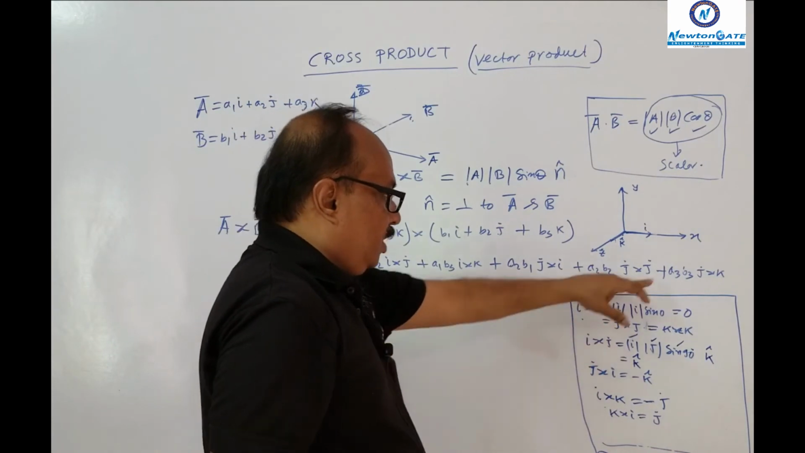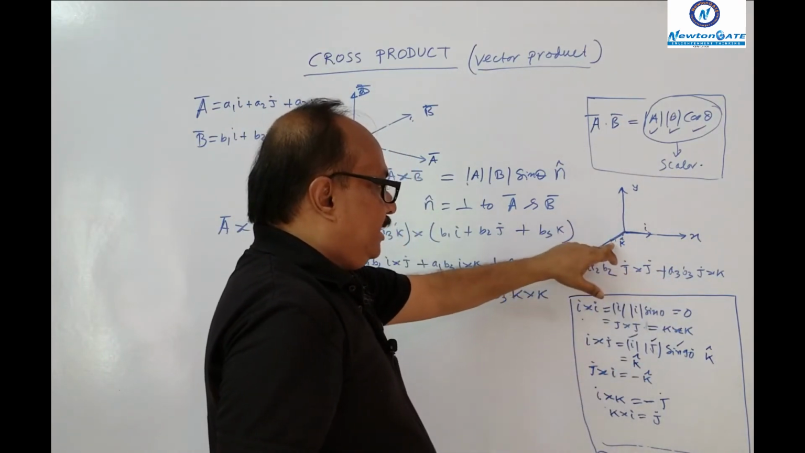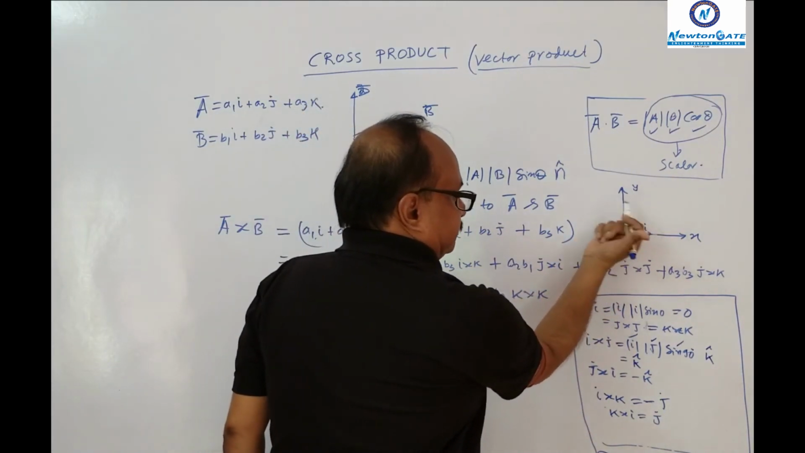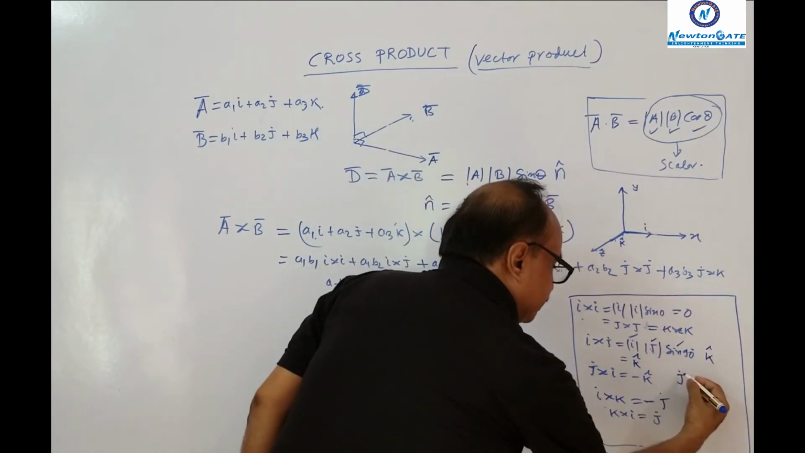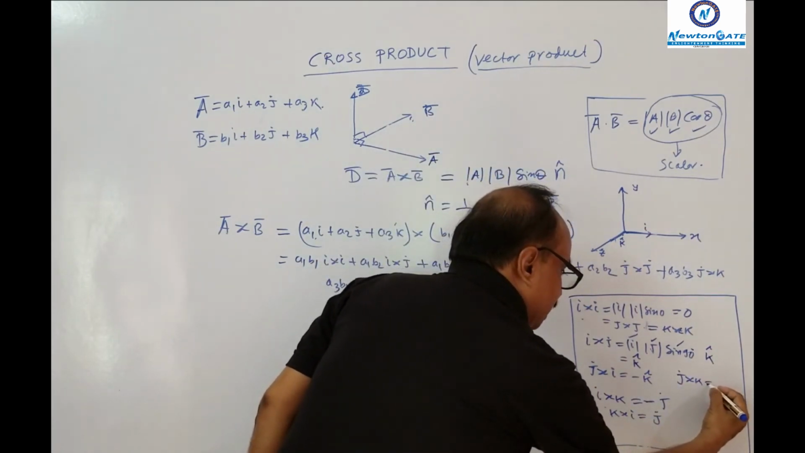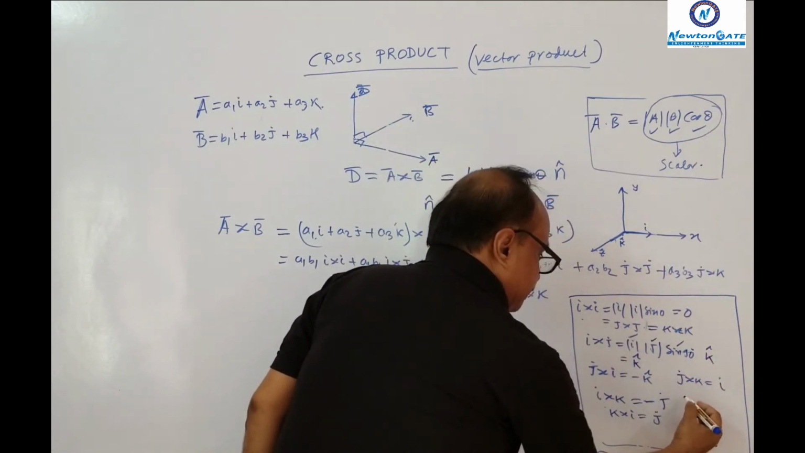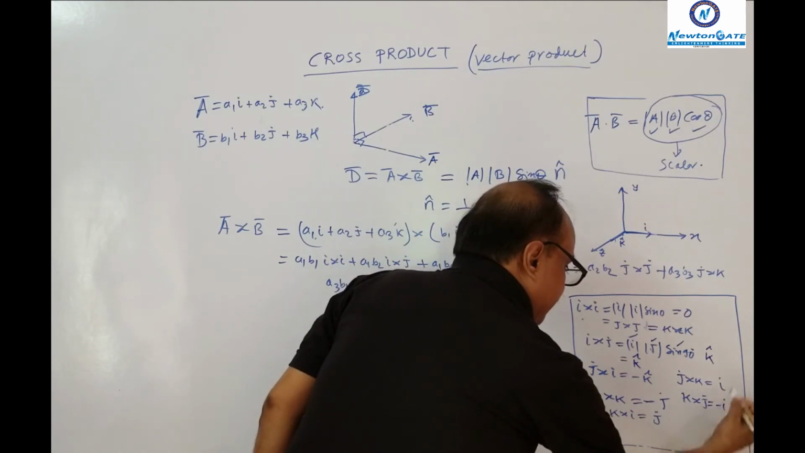Same way, you can go for J cross K. J is this one, and K is this one. So if it is J cross K, you get this way, the positive direction. That means if you rotate your hand, J cross K, you will get the positive x axis, I. Same way, K cross J, you will get negative I.